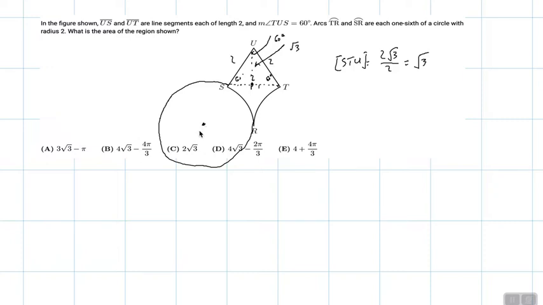And we'll call this center point A. So we know that this circle has a radius 2. So the distance from A to S is going to be 2. The distance from A to R is going to be 2. And since this is 1/6 of the circle, then this angle measure has to be 1/6 of 360 degrees. So this angle measure has to be 60 degrees.